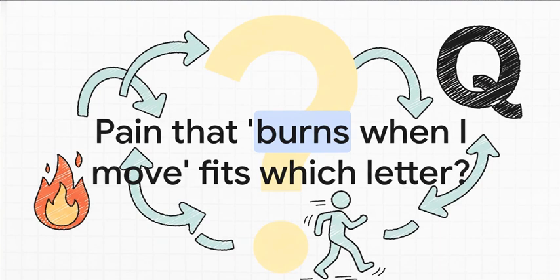Okay, question 1. A patient says their pain burns when I move. This statement best fits which letter of the PQRST framework? The answer is Q, for quality. Now, you might think provocation because of when I move, but the key descriptor here is burns, which is all about the quality of the pain.